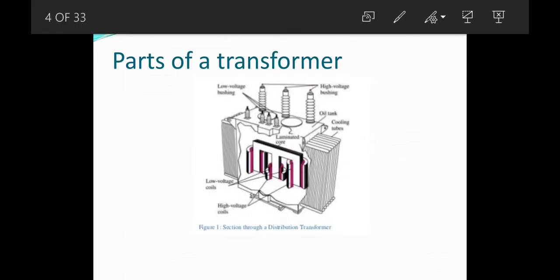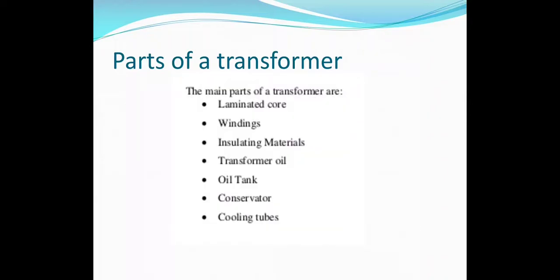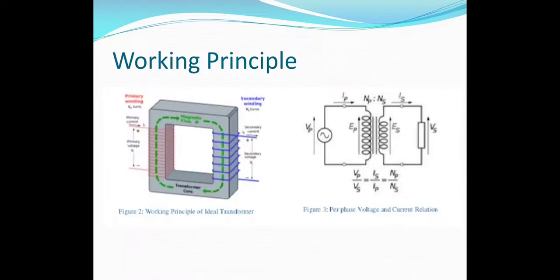And what are the parts of a transformer? We all know that the transformer must have a core and windings, and we have an oil tank. These are the main parts of a transformer: core, winding, insulating material, oil tank, conservator and cooling tubes.